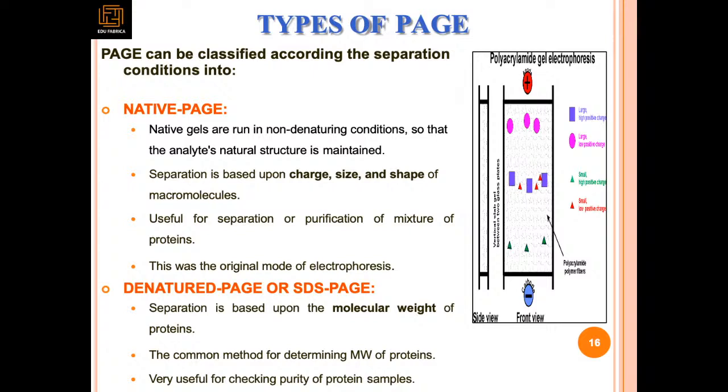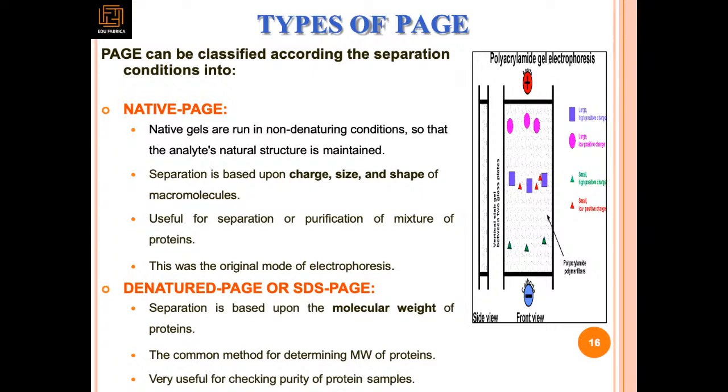There are types of PAGE. PAGE can be classified according to the separation conditions into native PAGE and denatured PAGE, or SDS PAGE. In native PAGE, we run in non-denaturing conditions. We don't have any agents which will denature our protein. So the analyte's native state is maintained, and separation is based upon the charge, shape, and size. This was the earlier, original mode of electrophoresis.